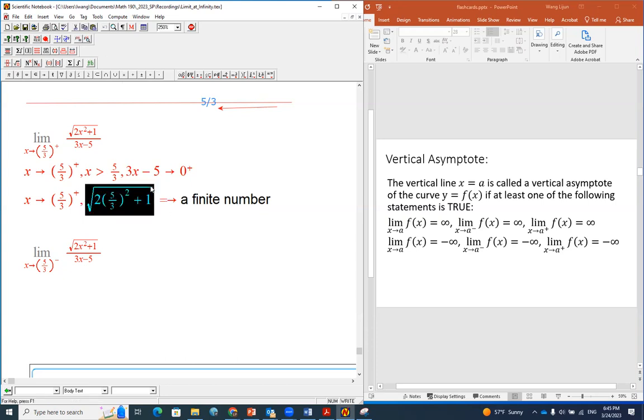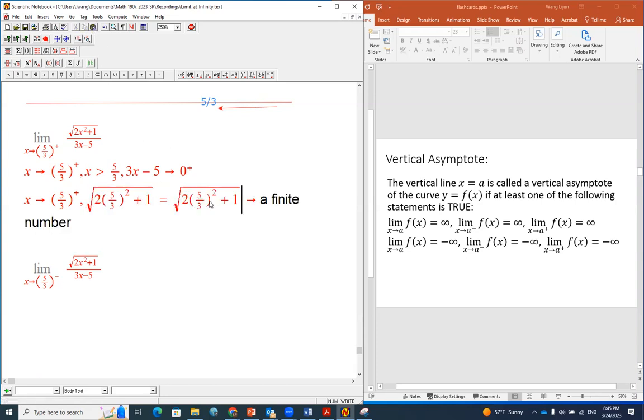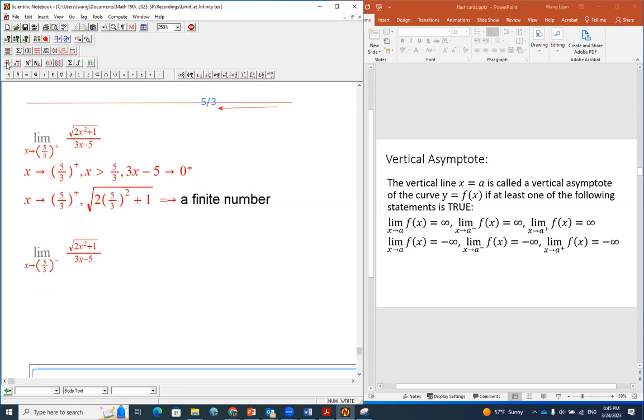Okay, so you're approaching a number. This number is fixed, it's a finite number. 5 squared over 9. So 2 times 25, that's going to be 50. It's almost not important what the value of this number is. Really not important. So this is 50/9 plus 1. So this value is a finite number. The top approaching a finite number, the denominator approaching 0, but positive. So this entire thing is approaching what? It's approaching positive infinity.